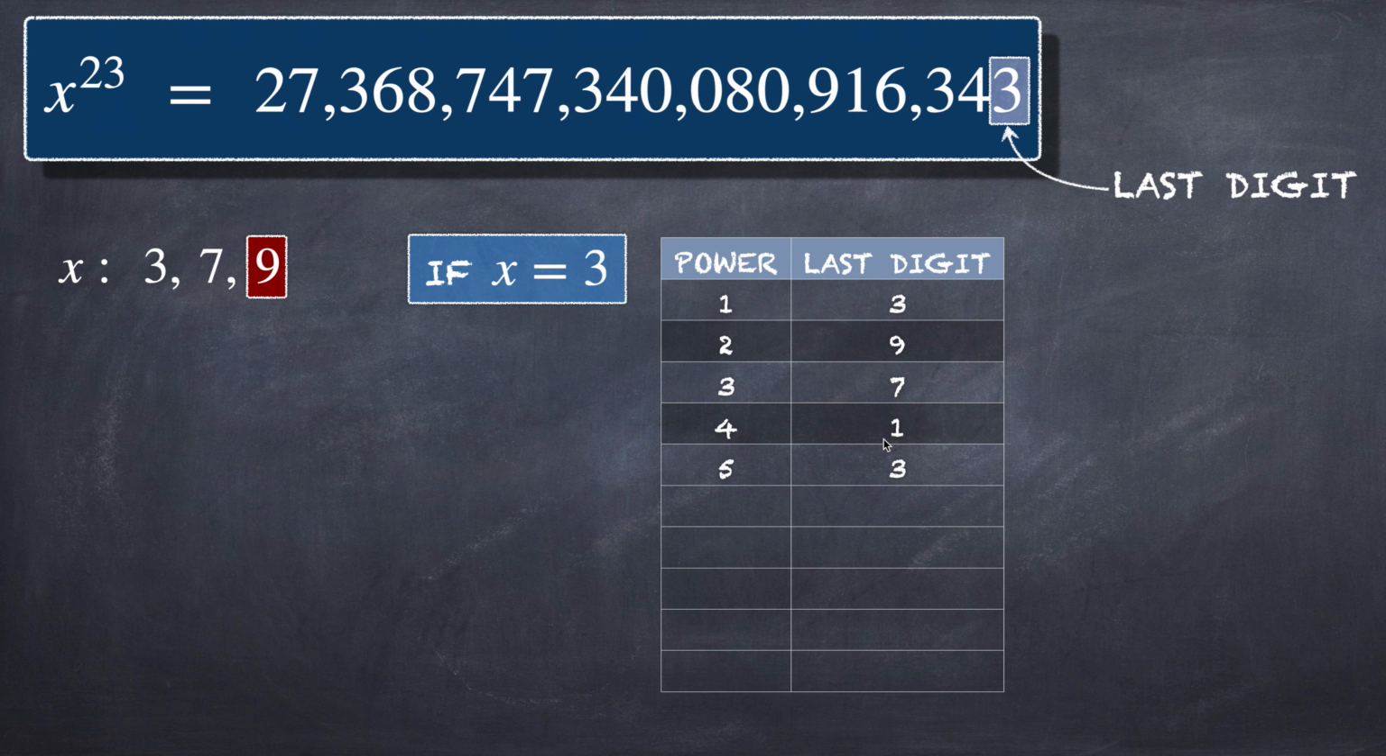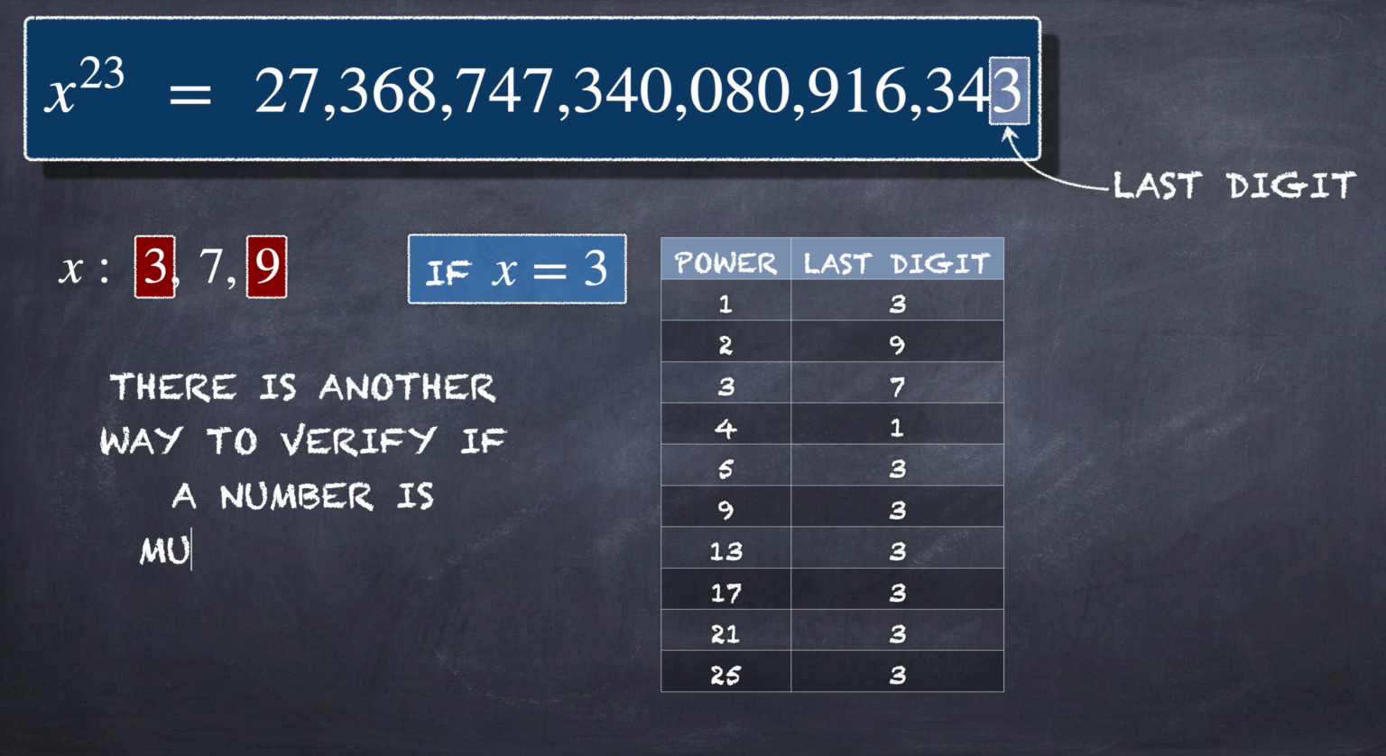If we pay attention to this sequence, it is a periodic sequence. Every 4 values, it becomes 3 again. So the next one to be 3 will be the power 9, the position 9 of the sequence. The next one will be 13. The next ones, 17, 21, and 25. So the position 23 of this sequence has a last digit which is different from 3. And so we can eliminate 3 from the possible values for x. And we conclude that the solution is 7.